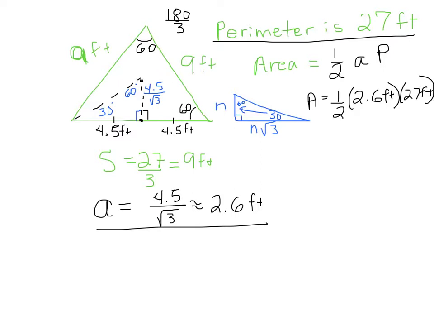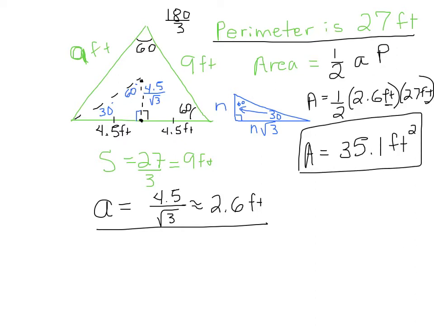So just put all of that into the calculator: 0.5 times 2.6 times 27. And the area is 35.1. Feet times feet is square feet, and that would be the answer. Okay? So that's when you have a triangle. Third example. So we're going to have three.